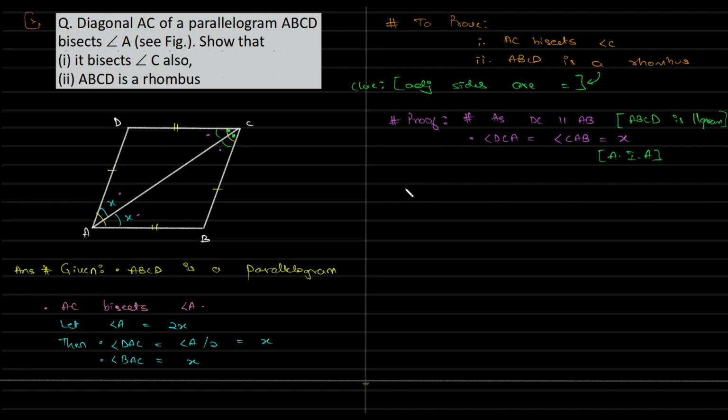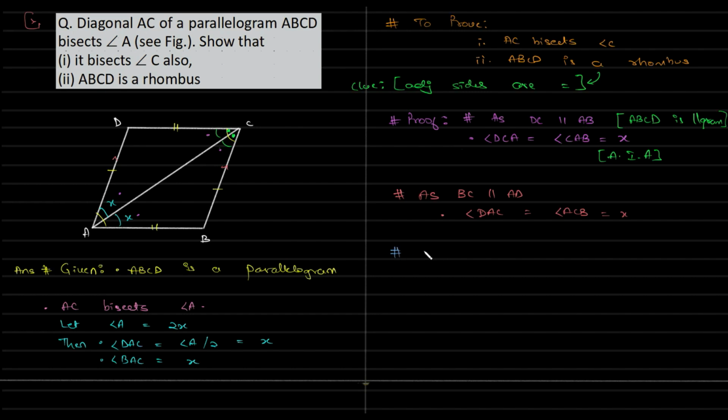Next thing is, as BC is parallel to AD, we have already written the reason. These two are parallel. Angle DAC will be equal to angle ACB, which in turn is equal to x. Same thing, alternate interior angles.